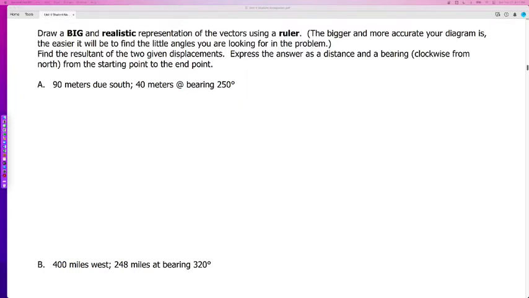We're going to draw the first vector, and then from the head of that first vector, we're going to start the second vector. So that's that tail to head method. Okay, so we're going 90 meters due south first, which means we're going to start somewhere. We're going straight down. Due south is straight down. And then another 40 meters at a bearing of 250 degrees. So we're going to be going down and kind of to the left, which means the first vector that I draw, I'm going to start in the top right-hand corner of my screen.